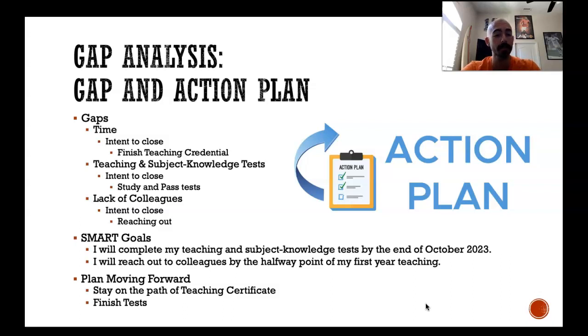SMART goals. I have 2 SMART goals listed. I will complete my teaching and subject knowledge tests by the end of October 2023, and I will reach out to colleagues by the halfway point of my first year teaching. Plan on moving forward: stay true on the path of my teaching certificate, finish this class and my 2 other classes, as well as finish the tests by October 2023. Those are my 2 plans so far. That's all I need to do just to get a teaching career.